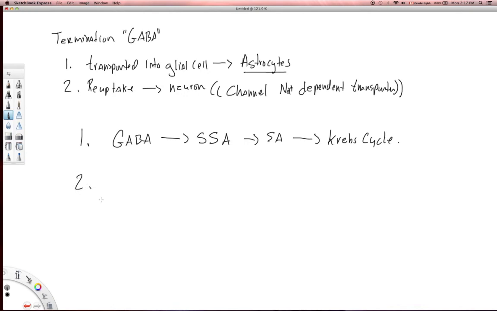The fate of the GABA that undergoes reuptake: hey, not a bad deal there. If there's reuptake, then it can get reused. Simple as that. So that's how we have a termination of GABA.